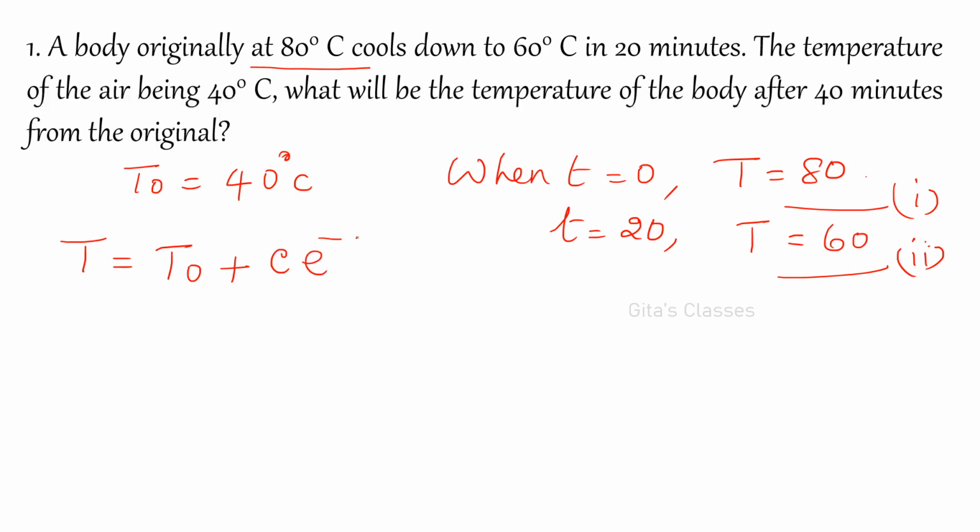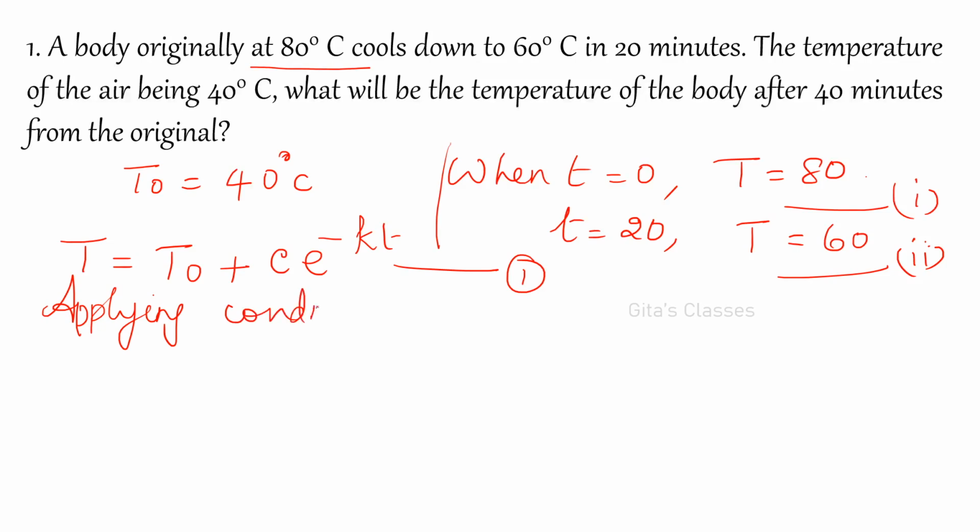So T is equal to T naught plus C into e power minus kt. I am going to write this as equation number 1. The solution for this Newton's law of cooling is this. Now our aim is to apply these two conditions and find the constants C and K. That is the procedure. So first applying condition 1, initially capital T, temperature capital T will be 80, T naught is what? 40.